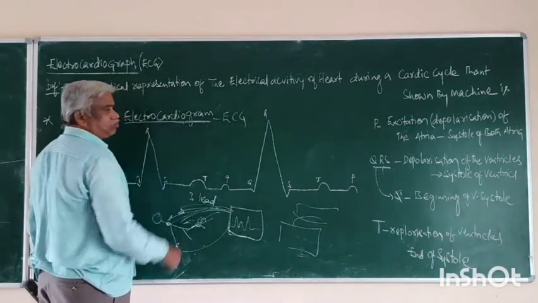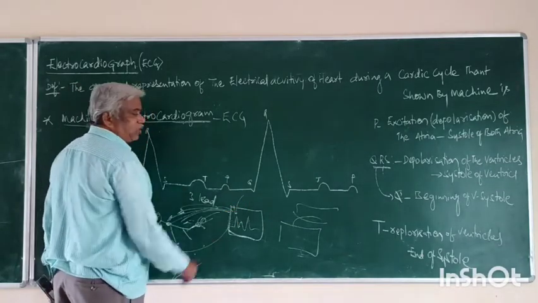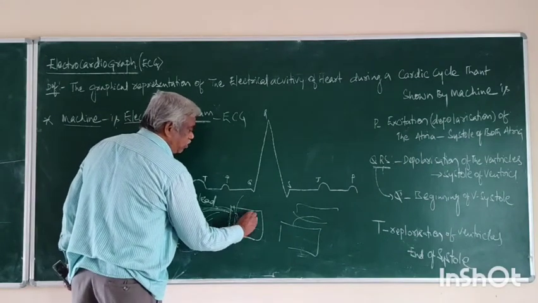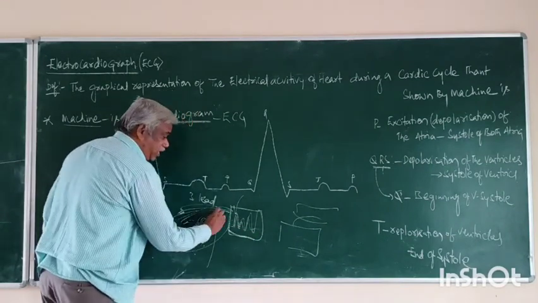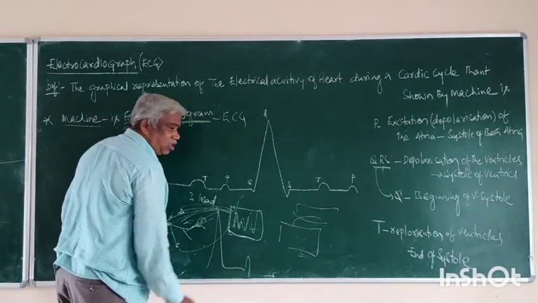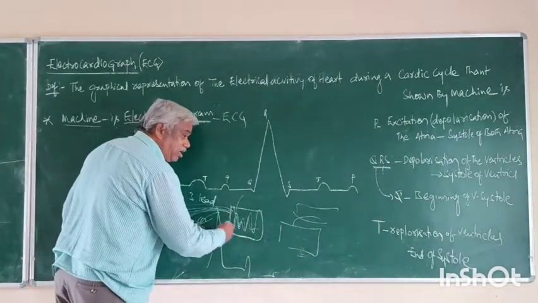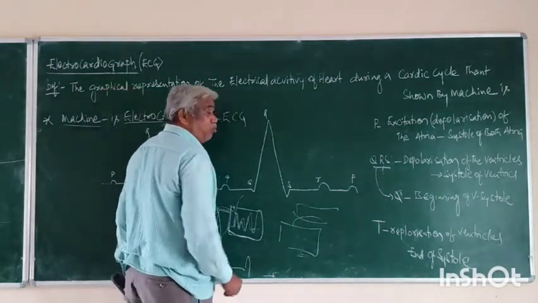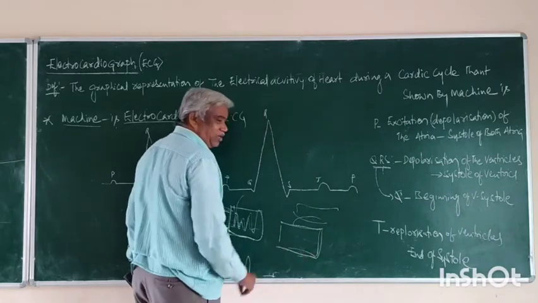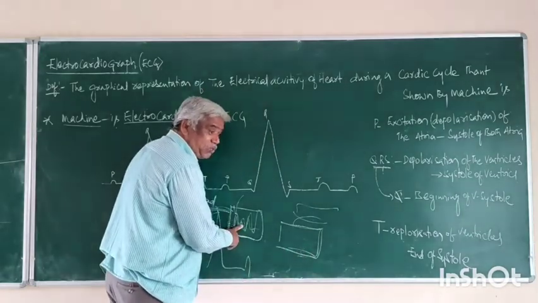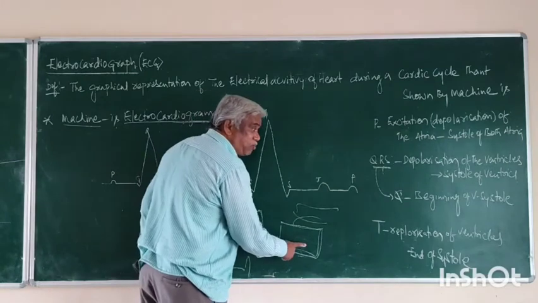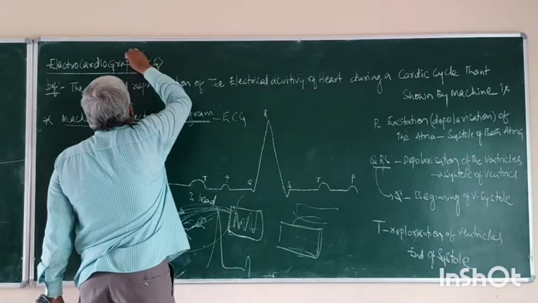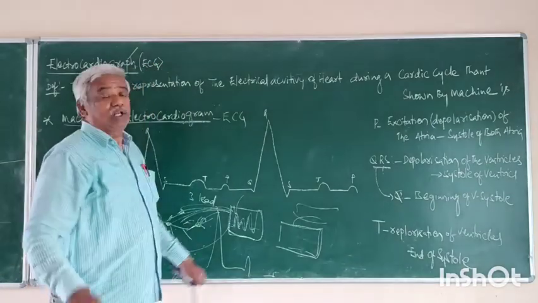The machine is there, and the power will be given. Now, on the screen, some peaks occur, upward and downward, repeated and continuous. Those peaks we get on paper. The peaks that appeared on the screen, we take on paper. The graphical peaks on that paper are the electrocardiogram. Now this is the process.